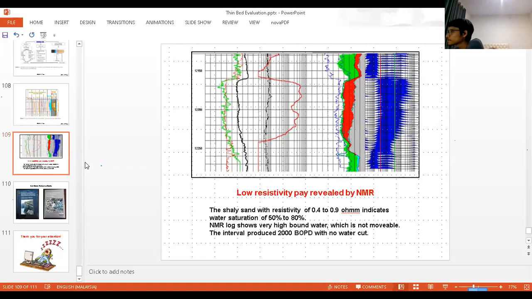The next question: is resistivity modeling better than conventional analysis for thin beds? Can this method be applied to low resistivity caused by sensitive clay minerals in the thin bed? Thank you.